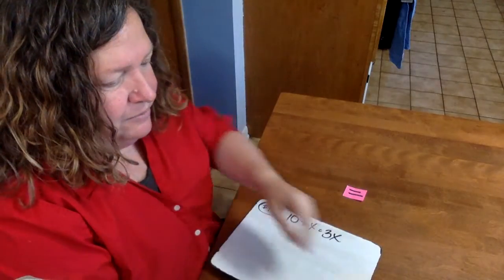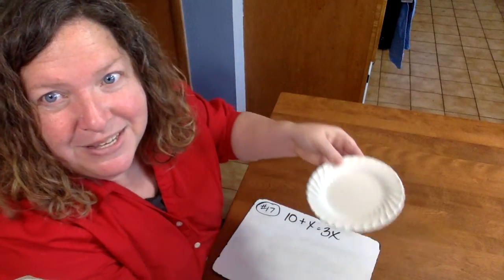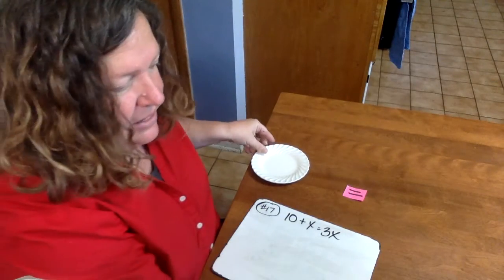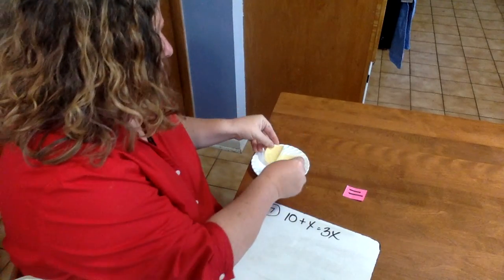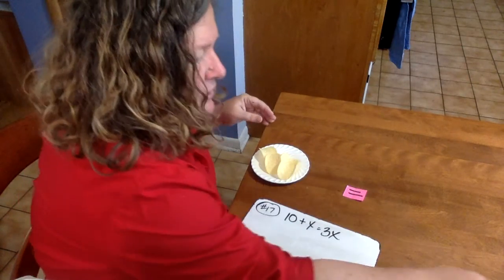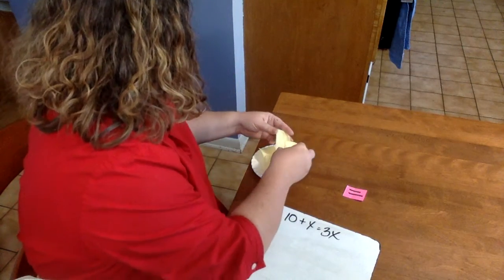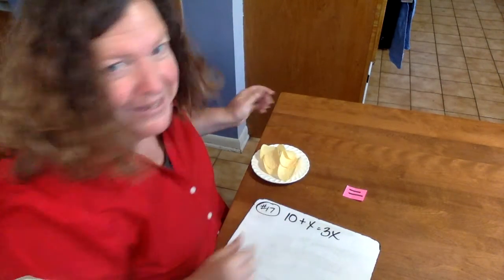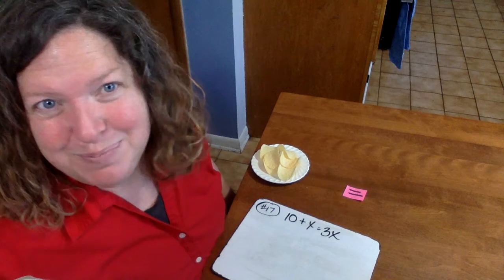First of all, we need 10. What does 10 mean? It means just a group of 10 measly things. So I need to count out 10 Pringles. 1, 2, 3, 4, 5, 6, 7, 8, 9, 10. Now, if you're working along with me, please pause.